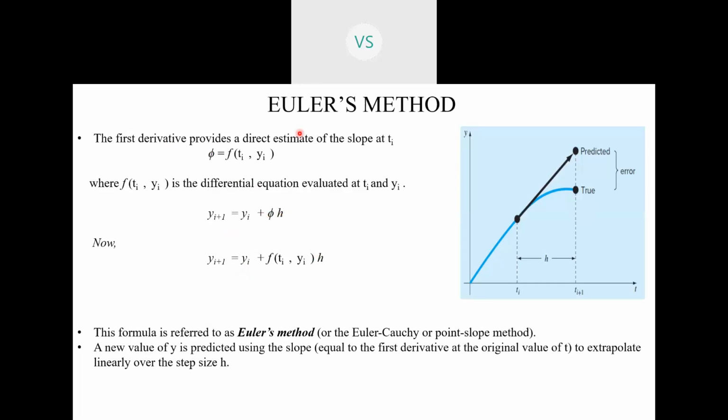In Euler's method, phi is given as f, a function of t and y. In the previous equation we had yi plus 1 is equal to yi plus phi h. Instead of phi, we have substituted f, the function of t and y. So we get the formula yi plus 1 is equal to yi plus f of ti, yi into h. This is nothing but Euler's method, or you also call it Euler's formula.